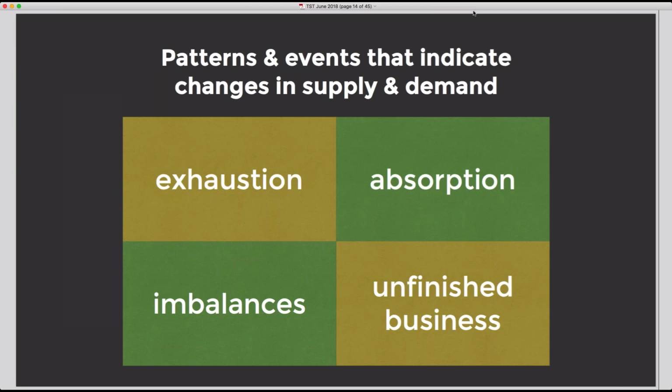Because what we want to do as traders is be on the right side of the market and in tune with the dominant supply or demand. And the 4 concepts which I'm going to go through are exhaustion, absorption, imbalances, and unfinished business.